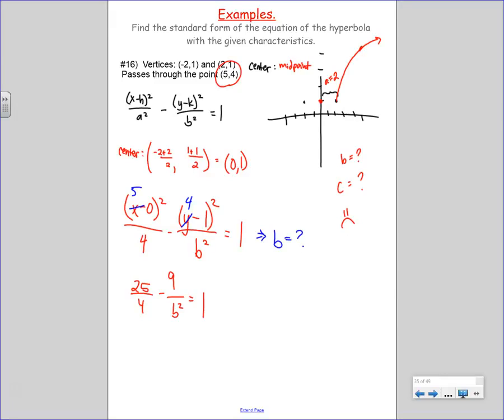Okay. We could subtract 25/4. Is anybody else a fan of multiplying both sides by 4b squared? Sometimes you just give your input because it'll be easier. It's okay. So multiply both sides by 4b squared.